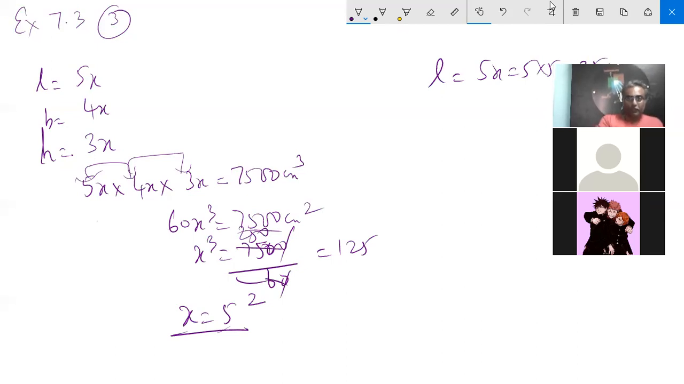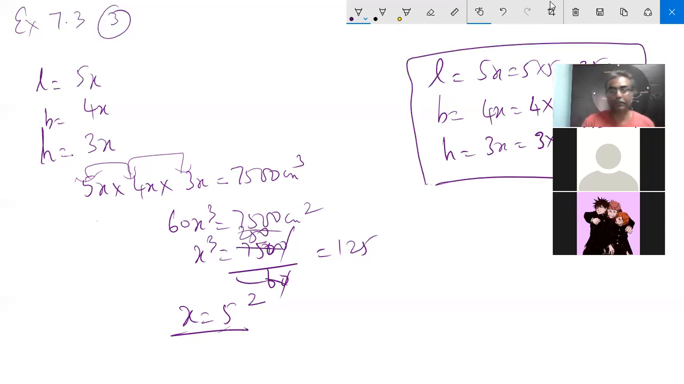25. Okay. Breadth is equal to 4x. That is equal to 4 into 5. That is equal to 20 centimeter. Height is equal to 3x. That is equal to 3 into 5. That is equal to 15 centimeter. Okay. This is the answer. Very simple also. This is also very simple. Already in the example sum you did this.